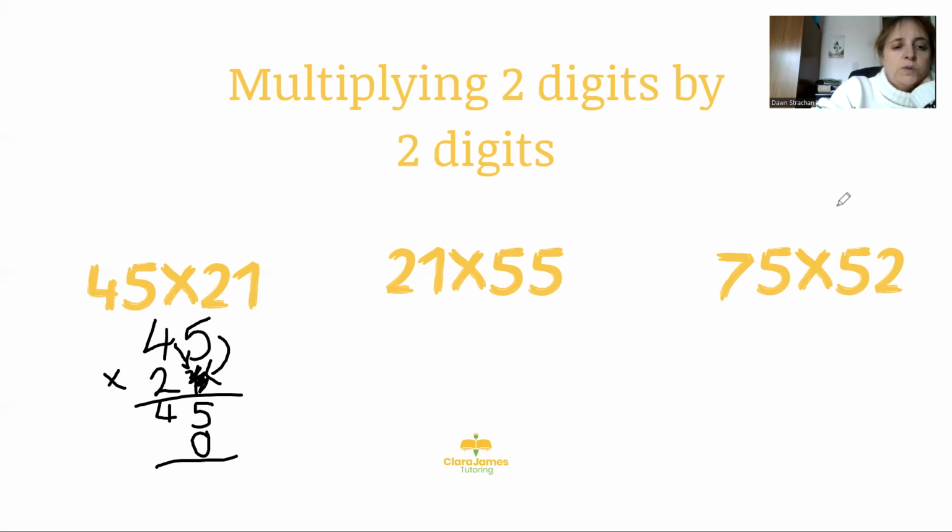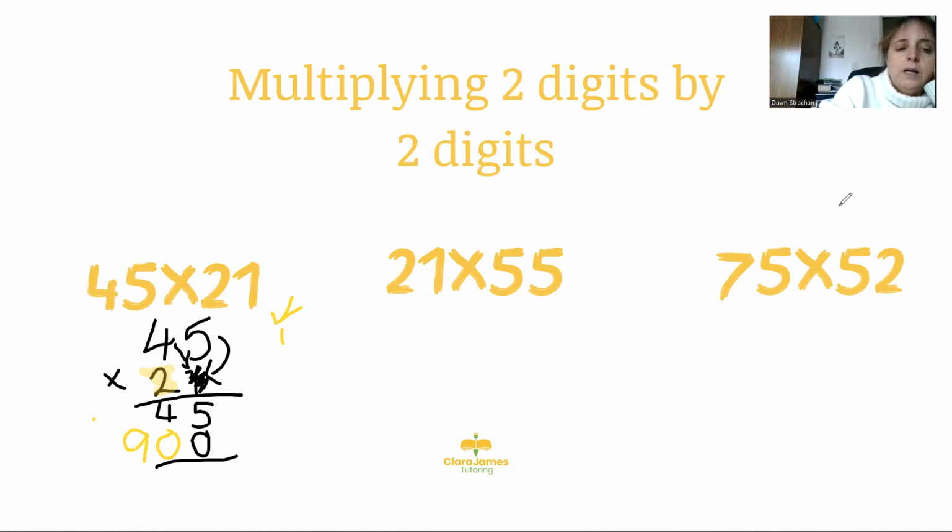Let's go like this. I'm multiplying by this 2 here. So what I'll do is 5 times 2 gives me 10, so I'll put my 0 in and carry my 1. I'll pop it over here so it's out the way. And then I'll do 4 times 2 plus this 1 that I've carried over here, which will give me 9.